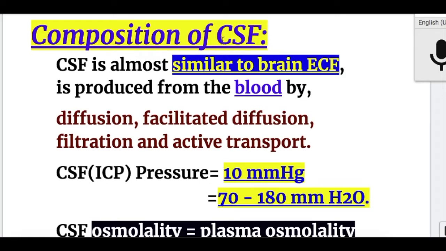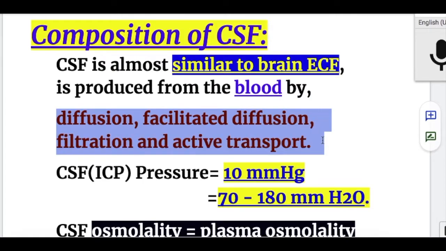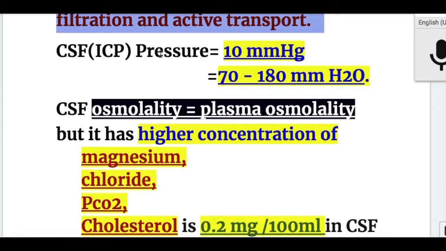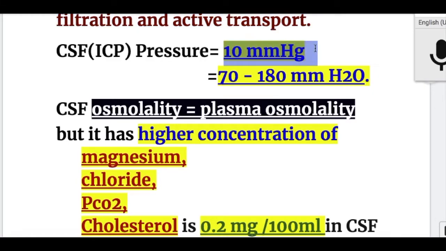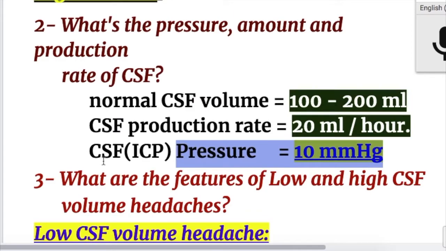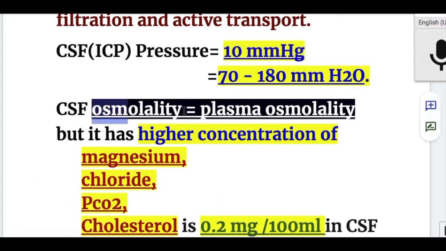Now composition of the CSF. Cerebrospinal fluid is almost similar to brain ECF and is produced from the blood by diffusion, facilitated diffusion, filtration, and active transport processes. And the pressure of the CSF is 10 millimeters of mercury, average being 7 to 15 millimeters of mercury. And if the CSF pressure is more than 20, then it is known as increased intracranial pressure. CSF osmolality is equal to the plasma osmolality.